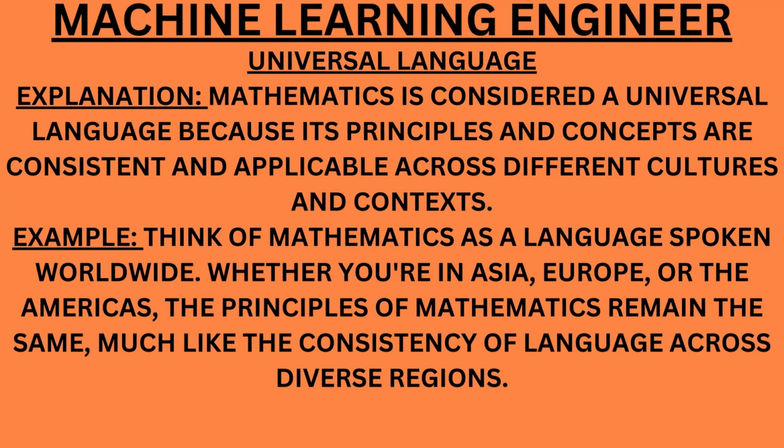Universal language. Explanation: Mathematics is considered a universal language because its principles and concepts are consistent and applicable across different cultures and contexts. Example: think of mathematics as a language spoken worldwide, whether you are in Asia, Europe, or the Americas. The principles of mathematics remain the same, much like the consistency of language across diverse regions.